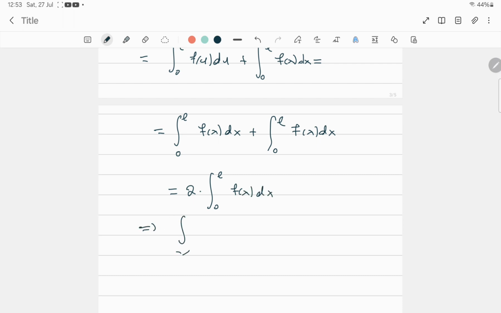So the integral over the curly alpha is twice the integral from 0 to L of f of x dx.